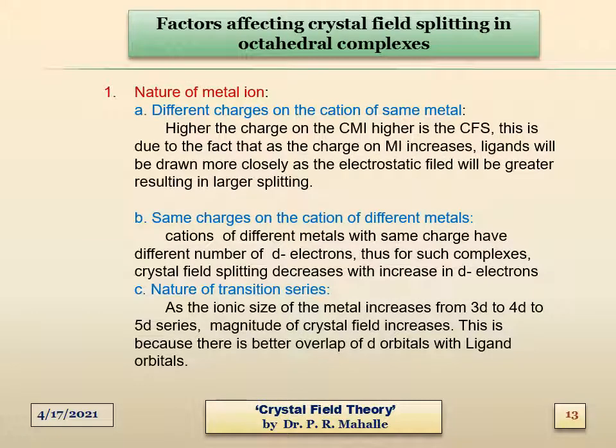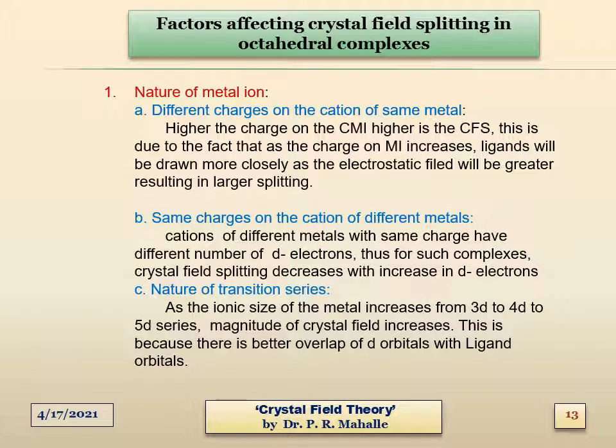While considering the nature of the metal ion, different charges on the same metal ion result in a higher charge on the central metal ion. Higher is the crystal field splitting, and this is due to the fact that as the charge on the metal ion increases, ligands will be drawn more closely, the electrostatic field will be greater, resulting in larger splitting. Again, the same charges on the cation of different metals is also a factor, as cations of different metals with the same charge have different numbers of d electrons. Thus, for such complexes, crystal field splitting decreases with the increase in the d electrons.